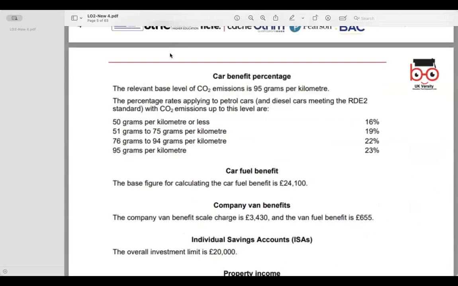The rules for the tax: percentage rates for petrol and diesel cars meeting RDE2 standards are determined based on CO2 emissions. For a car emitting 50 grams per kilometer or less, the percentage rate is 16%. Emissions ranging from 51 to 75 grams per kilometer, it is 19%. For emissions between 76 and 94 grams per kilometer, it is 22%. A car emitting 95 grams per kilometer or more has a percentage rate of 23%.